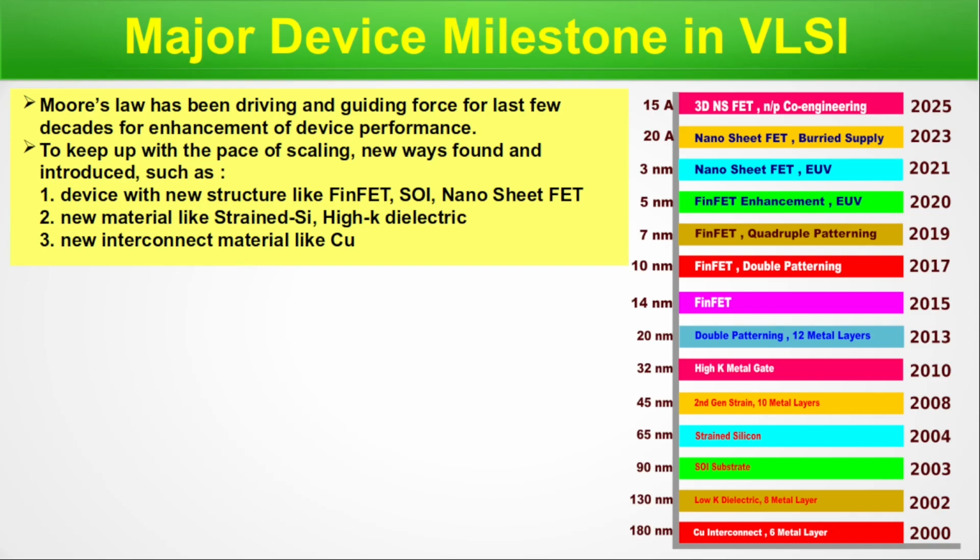We have already discussed NSFET in one of our R&D episodes. The link is provided in the description. You can watch it. We have also introduced new materials like strained silicon. Apart from mainstream normal silicon, we have gone for strained material like strained silicon and then High-K Dielectric, and interconnect material also changed from aluminum to copper.